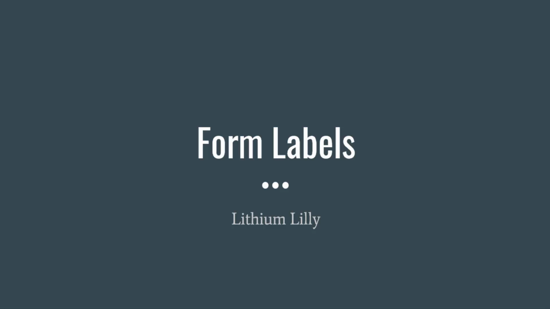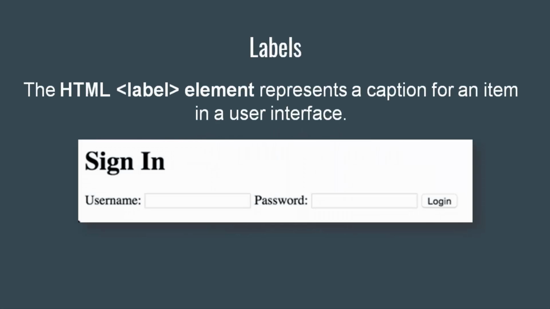Okay, so next up, we're going to focus on labels in HTML forms. Labels are exactly what they sound like. They let us add captions to individual elements in our form. And the reason that we use them rather than just put a paragraph or some plain text is that labels are really important for making our site accessible.